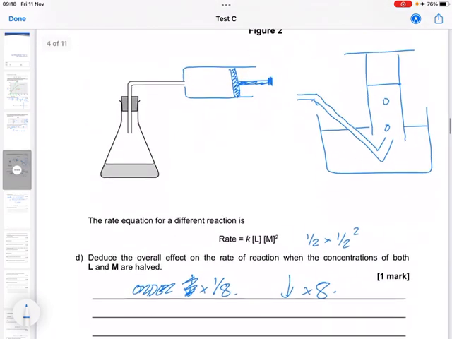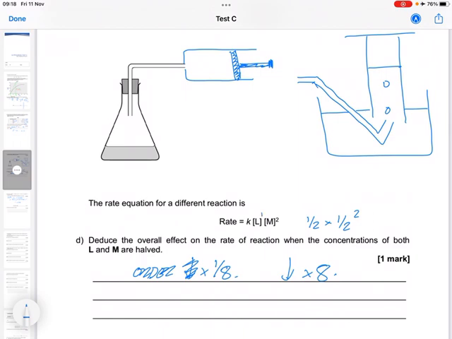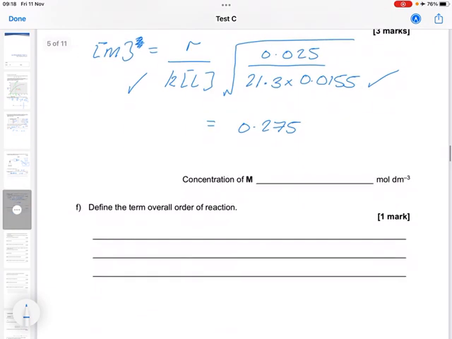Next part. Determine the overall order for the reaction. So the order, remember, is the sum of the orders that we have here. Define the term. Okay, well that's easy enough. It is the sum of the powers, or the indices, to which the concentrations are raised in the rate equation.